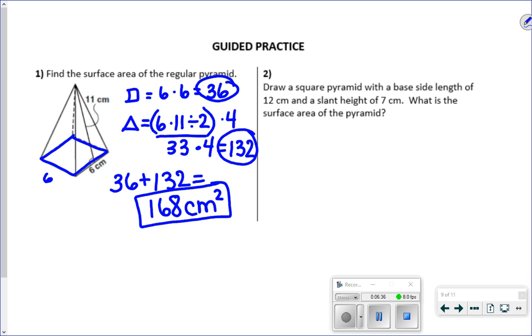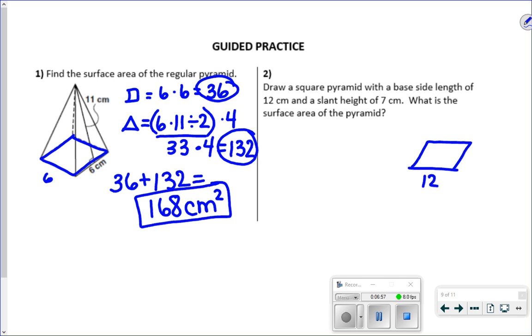If I take a look at this next one, draw a square pyramid with a base side length of 12 centimeters and a slant height of 7 centimeters. What is the surface area? So square pyramid, I need a square on the bottom because it's in 3 dimensions. It kind of looks slanted here. And it says side lengths of that square are 12.